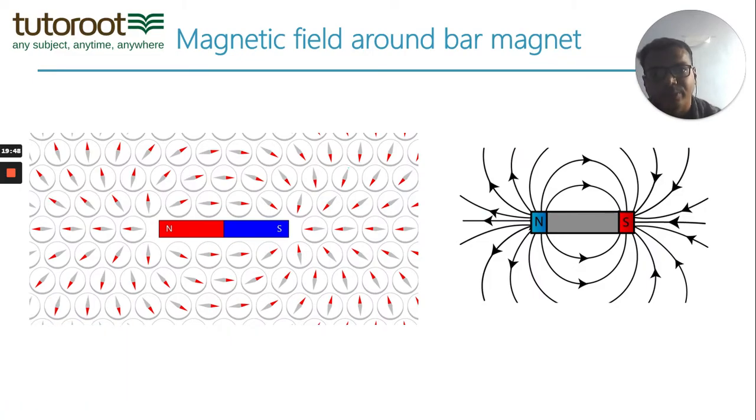So at this point the magnetic field line is in this direction. Okay. The next one, it is in this direction.